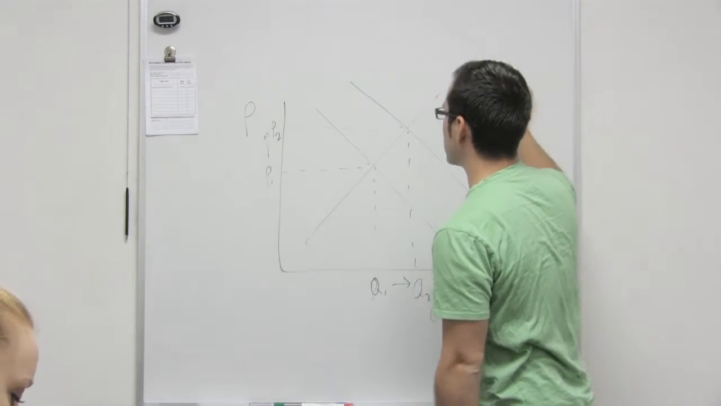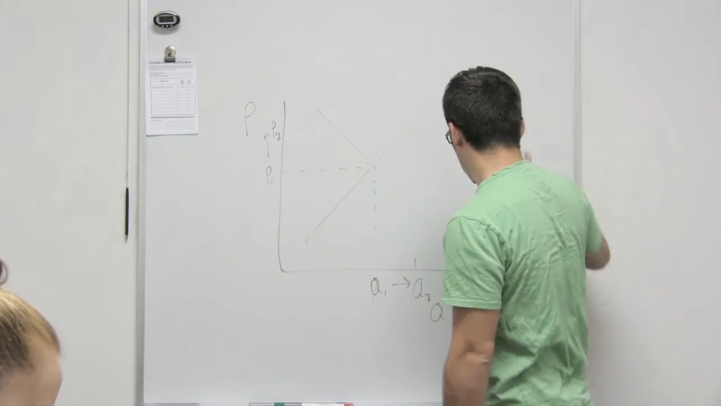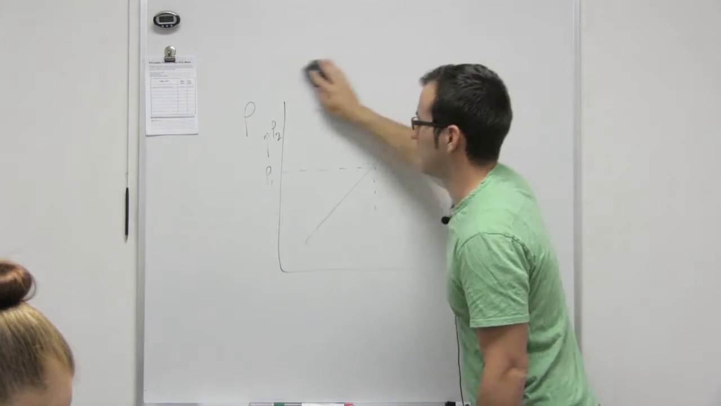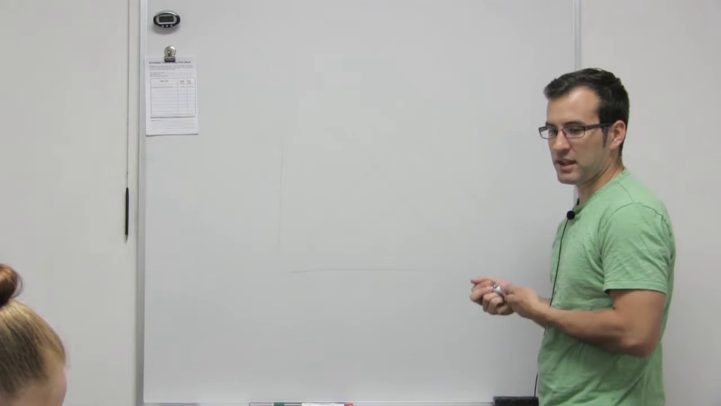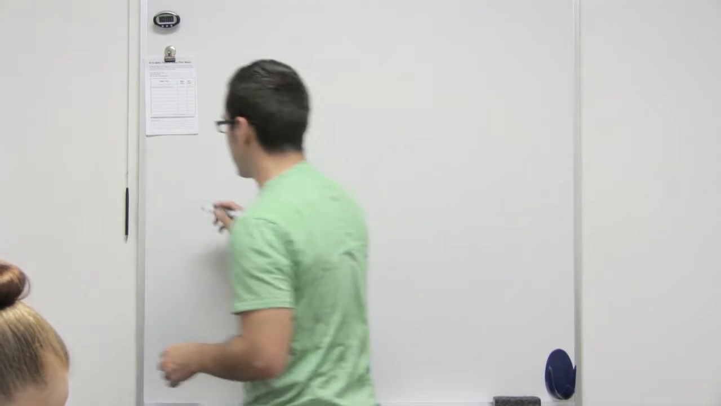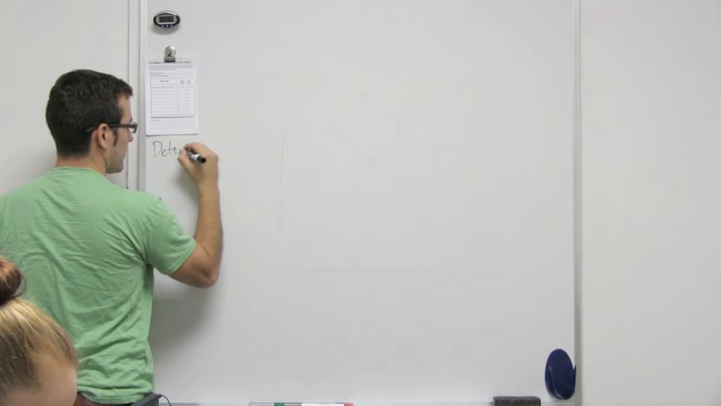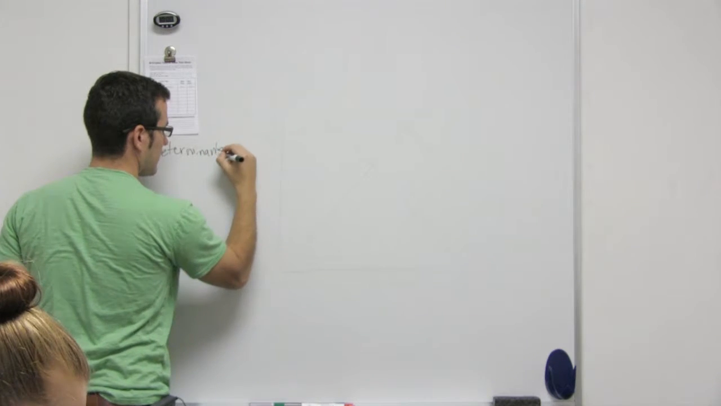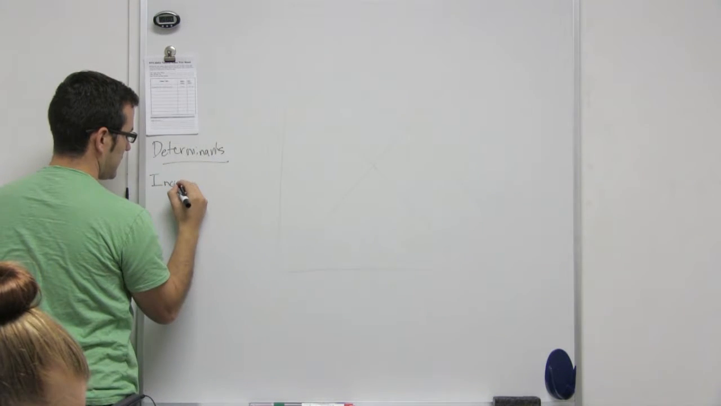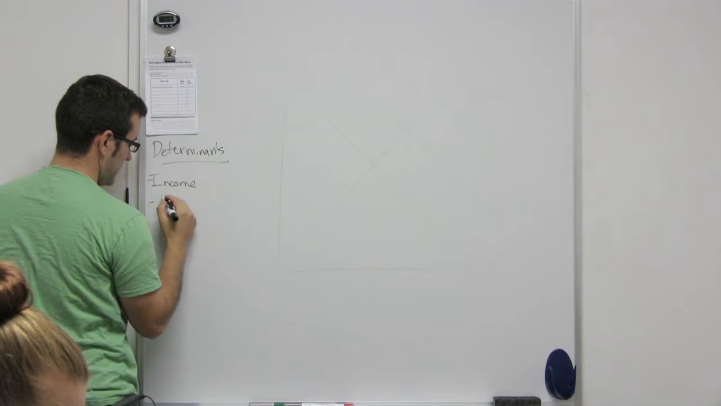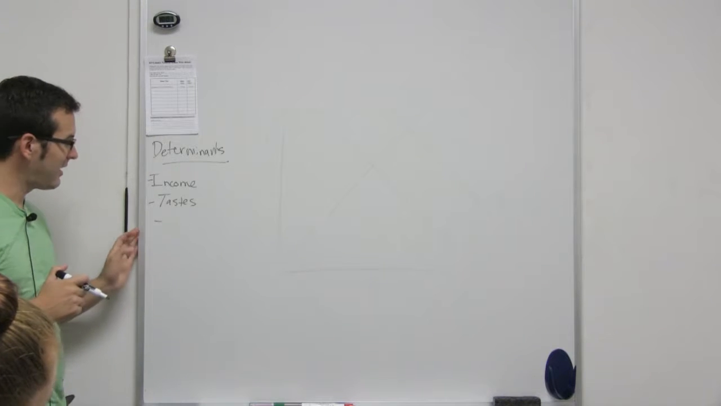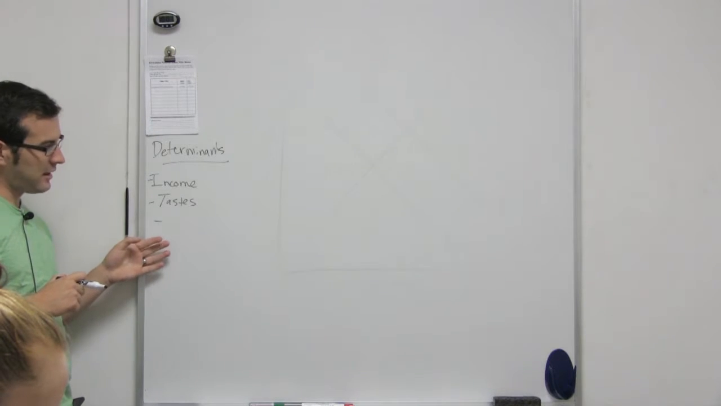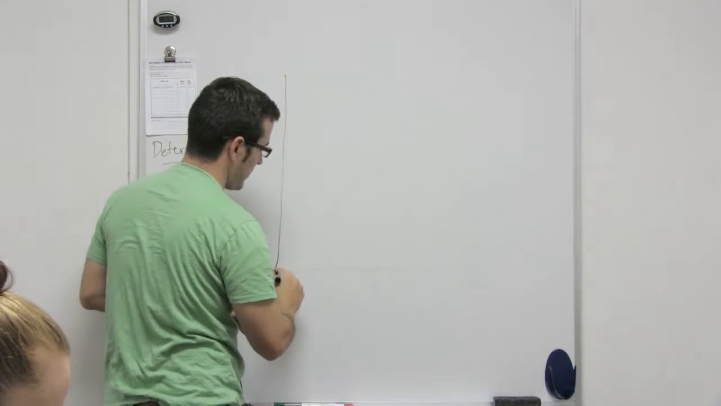It helps to understand the determinants of demand. What would cause the whole demand curve to shift? There's about five things. So first let's list out what would change demand. We'll do determinants right here. Income, so if there's a change in income. Consumer tastes and preferences.